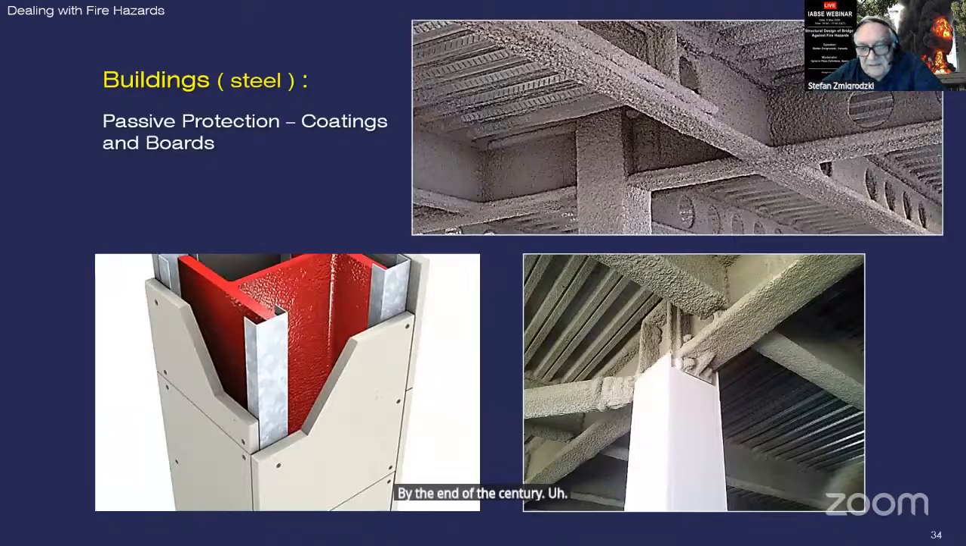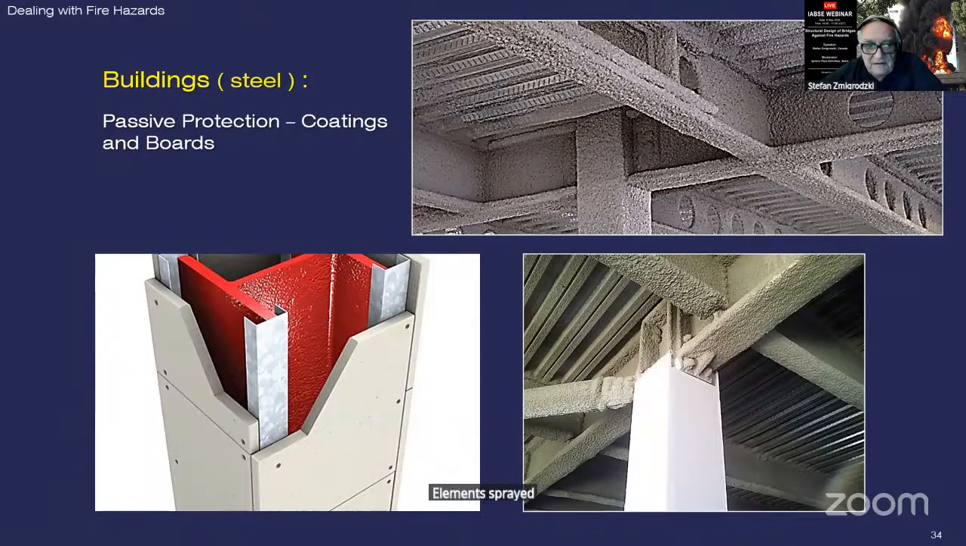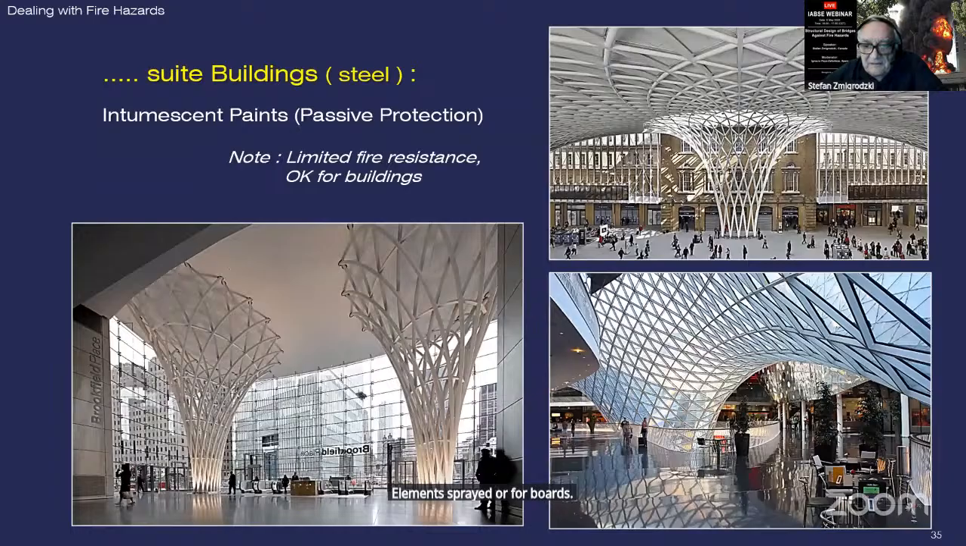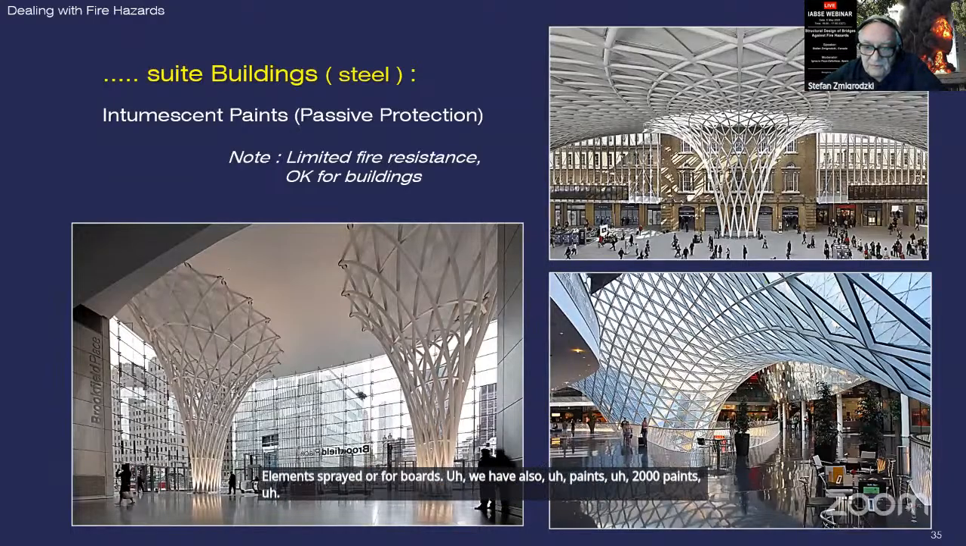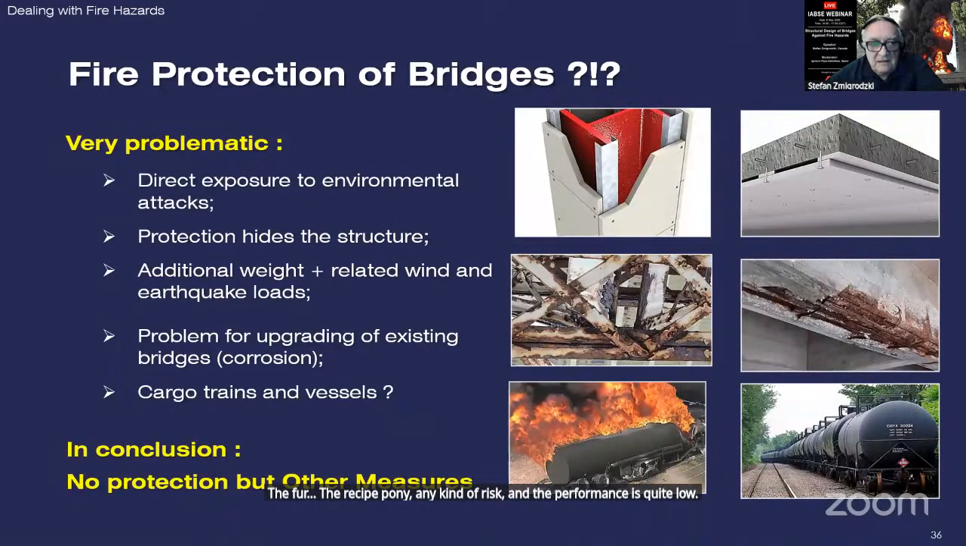In buildings, as an example, we have protection of steel elements, sprayed or with boards. We also have paints, intumescent paints, with some limited performance. That's very important to keep in mind. It's not the recipe for any kind of risk, and the performance is quite low. So in the case of bridges, protection is very problematic.